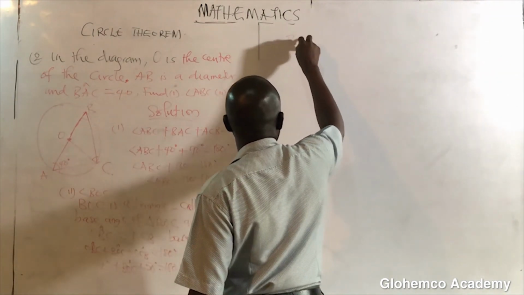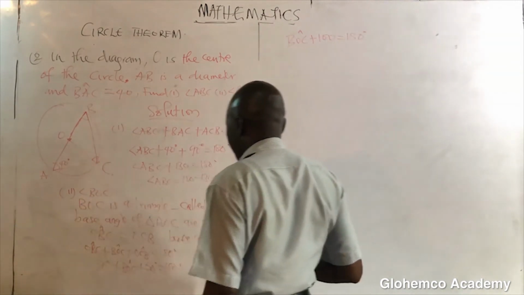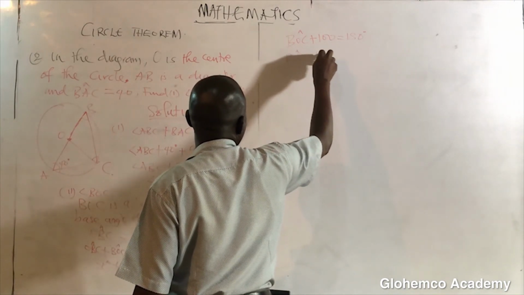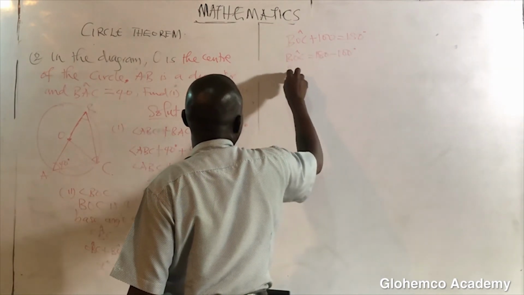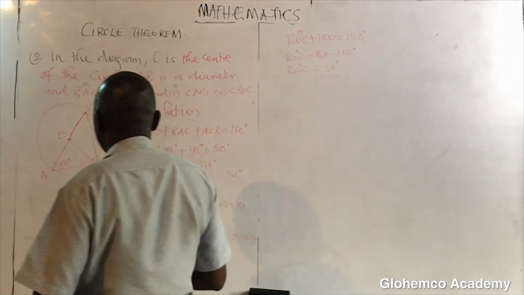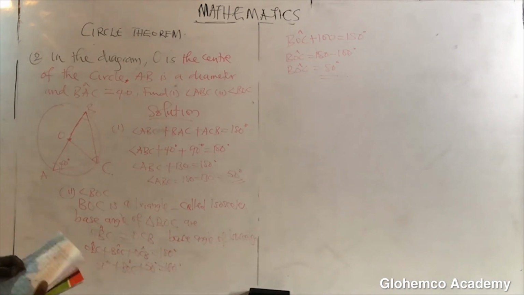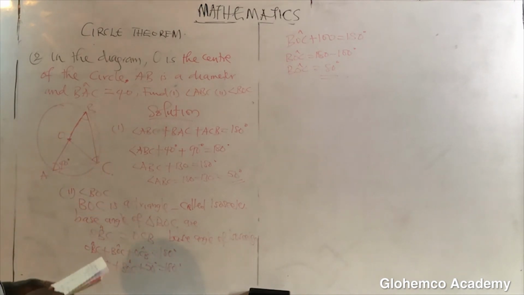Now we have BOC plus 100 equals 180. Okay? Then our BOC equals 180 minus 100. Therefore, BOC equals 80 degrees. BOC now is equal to 80 degrees, and that is what we are asked to find here. Our angle BOC will be equal to 80 degrees. That's how to solve such a problem.